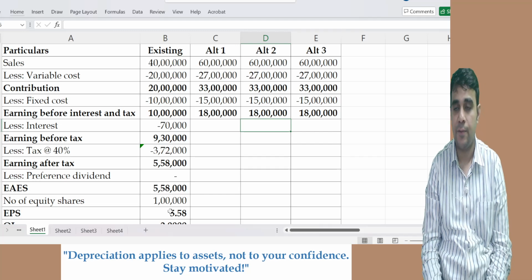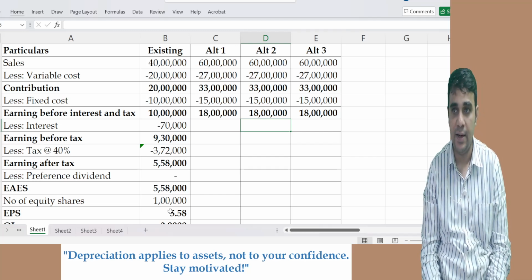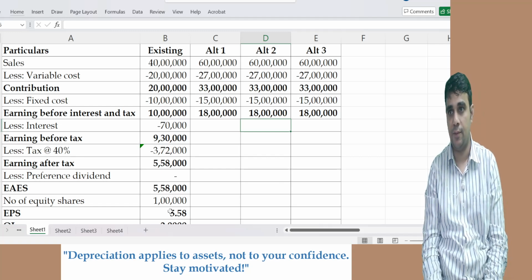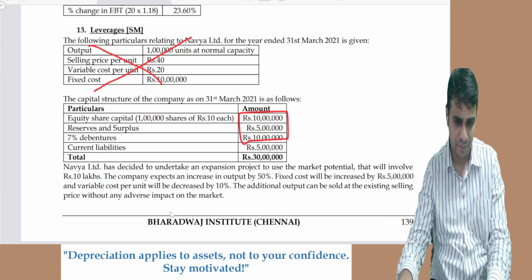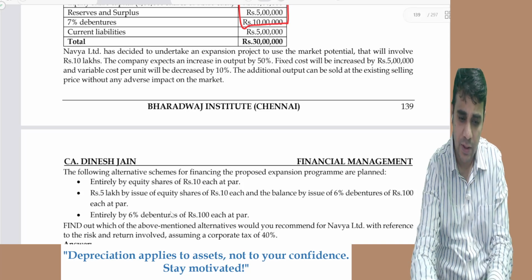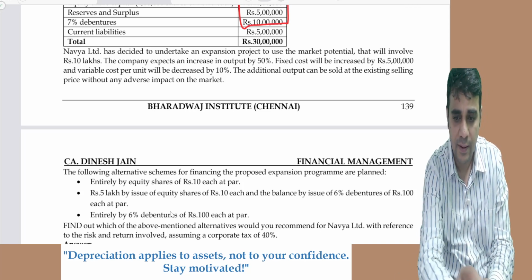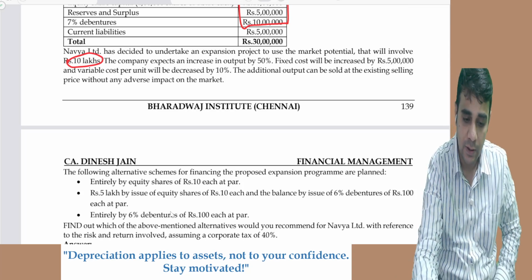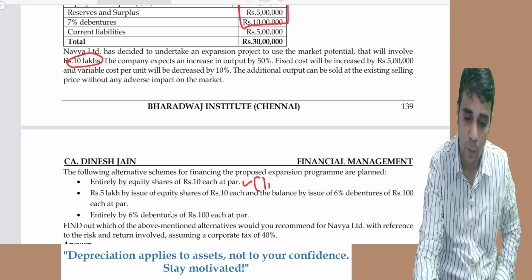Now beyond this we have to see, originally 70,000 interest. Is any extra interest cost there? We'll have to see in the three alternatives. Any doubts till this? Okay, now see. It says first option, I am in need of 10 lakh rupees. First option, issue another 1 lakh shares.